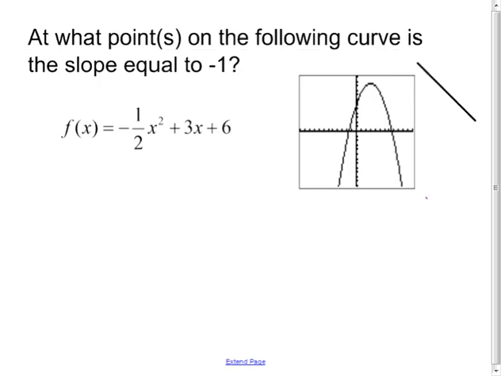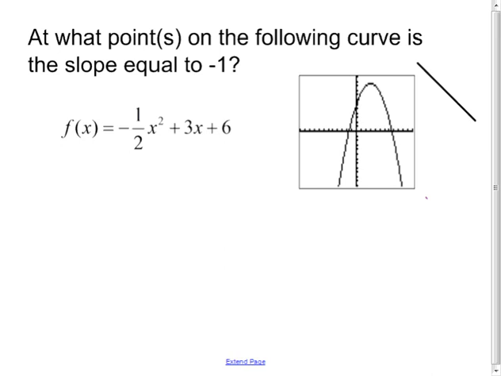And we're going to ask this question. At what point or points on the following curve is the slope equal to negative 1? And the curve is f of x equals negative 1/2 x squared plus 3x plus 6. I have a graph of it right here.